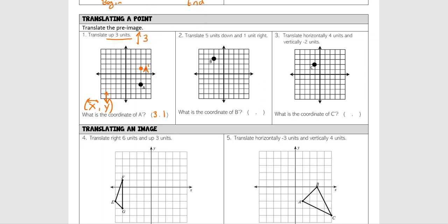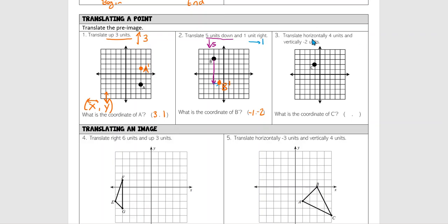For the next one, we have 2 separate directions. So we're going to go 5 units down, and then we are going to go 1 unit to the right. So I'm going to do these in order. So first I'm going to go 1, 2, 3, 4, 5 units down, but I'm not going to stop here because I'm not done. And then I'm going to go 1 unit to the right. And this is where we stop, and we label it B prime. So now I'm going to look at my coordinates, again thinking X comma Y. So from the origin I go left 1, since I go left, that's negative 1. And then down 2, since we go down, that's negative 2.